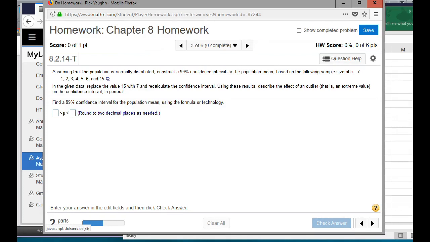But here's what's important on this particular one. They don't give us the population mean or the population standard deviation. So we're going to have to use the sample standard deviation instead, which means that we're going to be doing a t distribution instead of a z distribution. So that's the critical thing here. So we want to construct this 99% confidence interval.